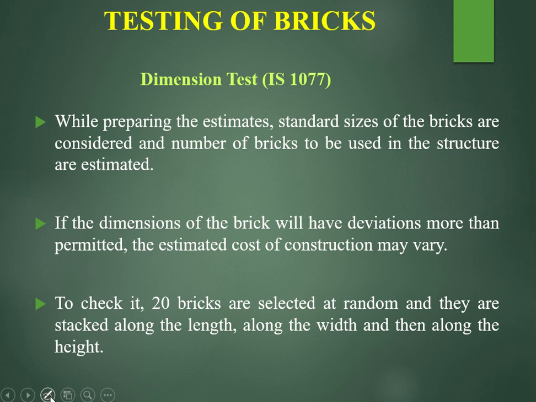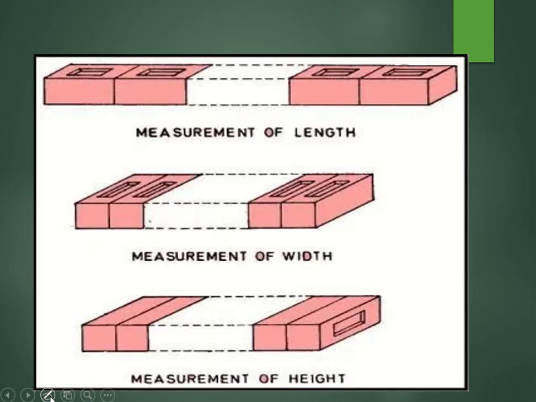So what you do is, from the complete stock or lot of bricks, pick out 20 bricks at random. Okay, so observe this diagram very carefully. See the first one. Take 20 bricks at random and place one beside another. See that there is no gap between any two of the bricks. Just place one brick beside the other.